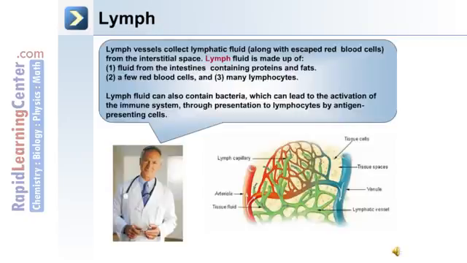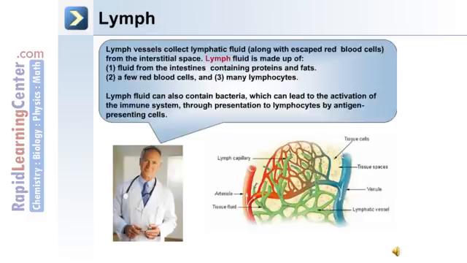Lymph vessels collect lymphatic fluid along with escaped red blood cells from the interstitial space. The fluid itself is made up of number one, fluid from the intestines, which can contain proteins and fats; number two, a few red blood cells; and number three, many lymphocytes. Lymph fluid can also contain bacteria, which can lead to the activation of the immune system through presentation to lymphocytes by specialized antigen-presenting cells.